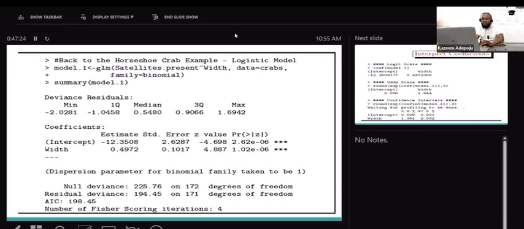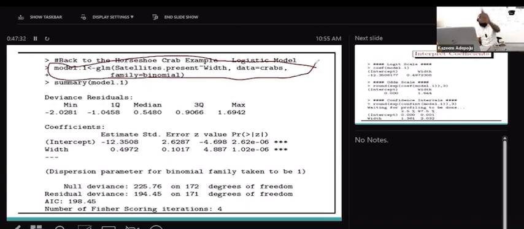I wanted to look at the code. How is this code here different from the code in the linear regression? Take a look at that module.1. How is it different? We are no longer using LM. We are now using GLM. What do we mean by GLM? That's a generalized linear model. GLM means generalized linear model.